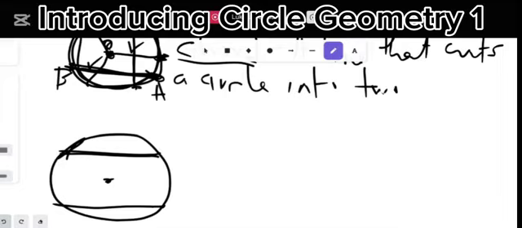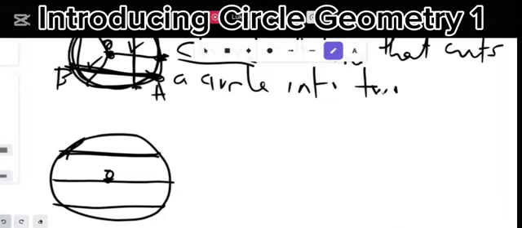Now, what about this one that cuts it? Some students ask, what's the name of this? Is it a chord? You say no, it's a diameter. Yes, the name is diameter. That is the special name. A chord that divides a circle into two equal parts. Or another way, a chord that passes through the center.